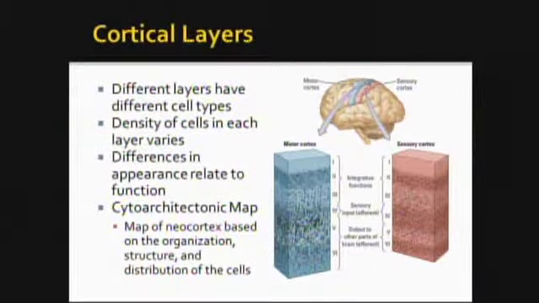We say that there is a cytoarchitectonic map, cyto meaning cell. And this is the map of the neocortex that is based on the organization, the structure, and the distribution of the cells, indicating, again, that these cell populations have unique functions. So that's why we cluster them into layers.